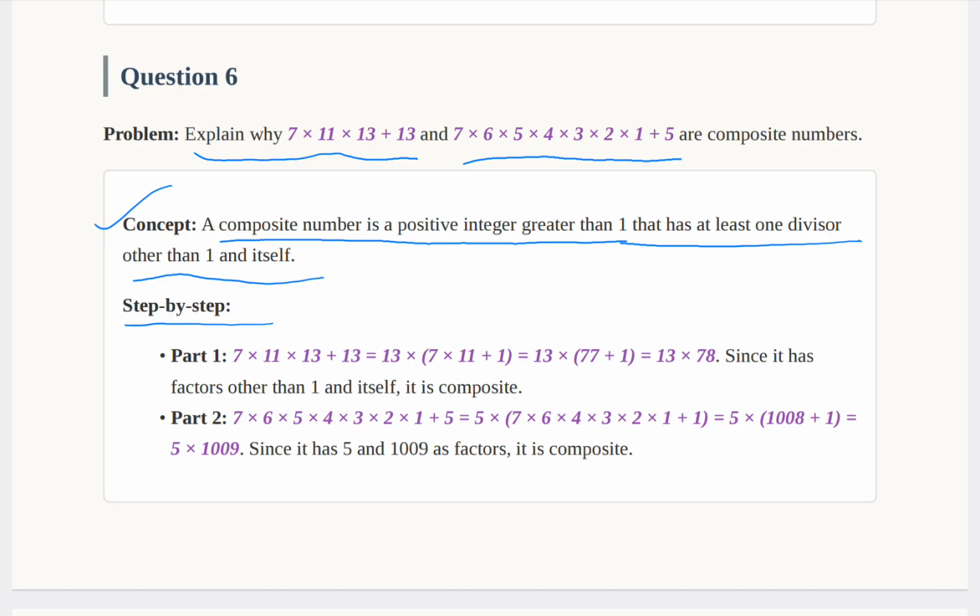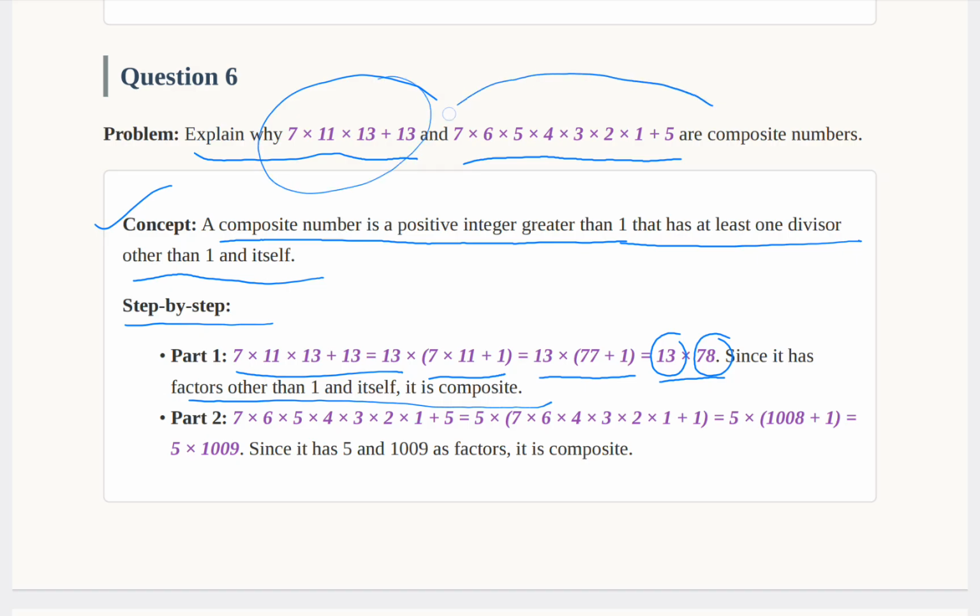See here part 1. It is given here that you will take common 13 from this equation. Okay, now you will get 13 into (7 into 11 plus 1), and you can write it also here 13 into (77 plus 1), and it will be equal to 13 into 78. Okay, now you can see here, since it has factors other than 1 and itself, so it is a composite number. Now you can see 13 is a prime number, but 78 is a composite number, so we can say this is a composite number.